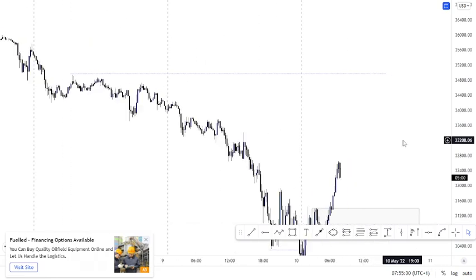A deep pullback to this region will give me a long opportunity on BTC USD to trade back to this region. So this is basically what I have for you guys this morning. If you have any question, feel free to unmute yourself and ask.